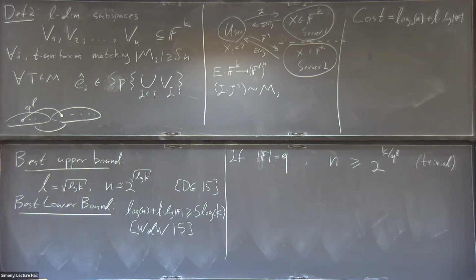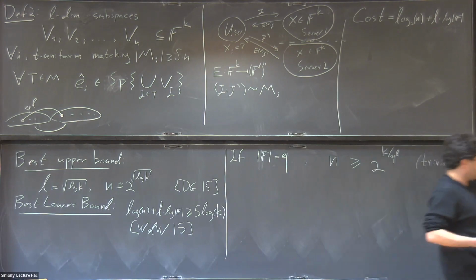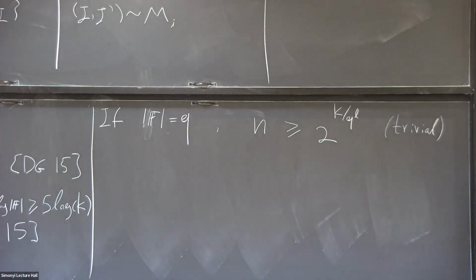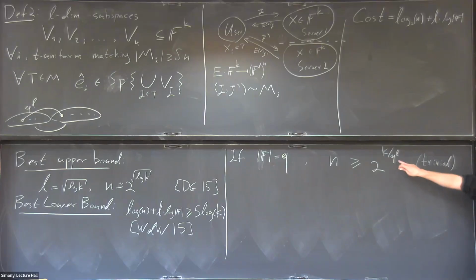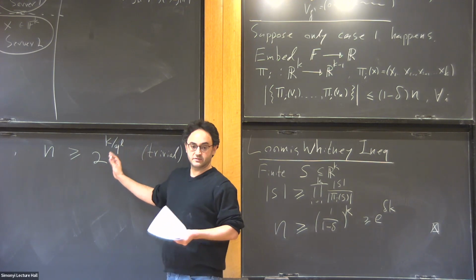So your delta is now 1 over Q to the L, and this is the bound for 2-query code. So this is where you get this. And as far as I know, this is the best kind of.